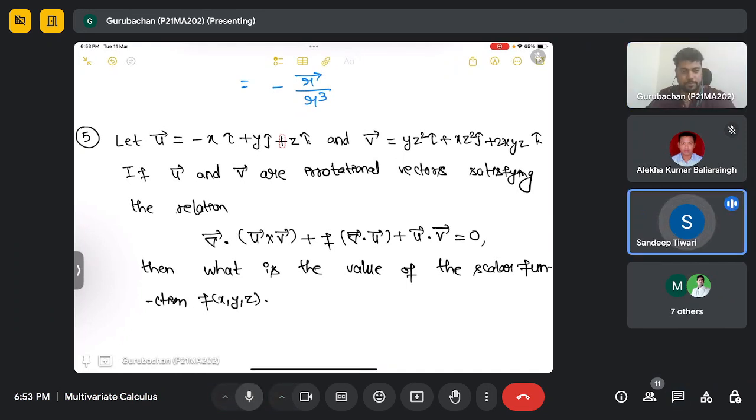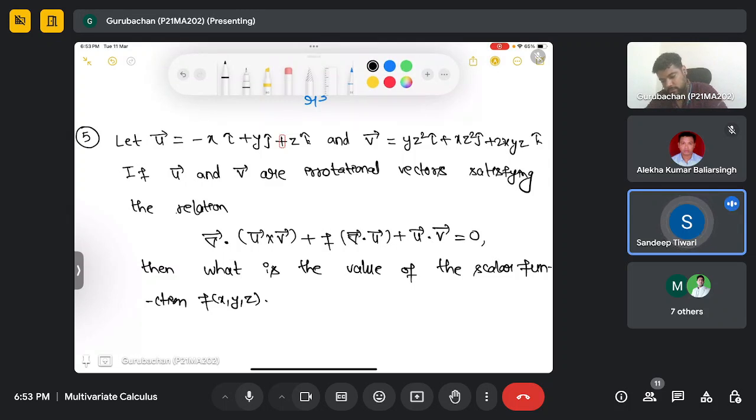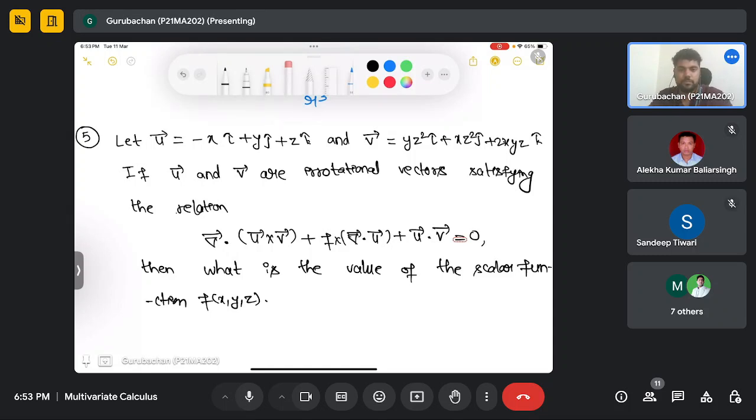Sir, the second term in left hand side is not clear, sir. Is it f times del dot u? Yes, f times. So, sir, this is minus 2xyz square. Correct. Any other answers?